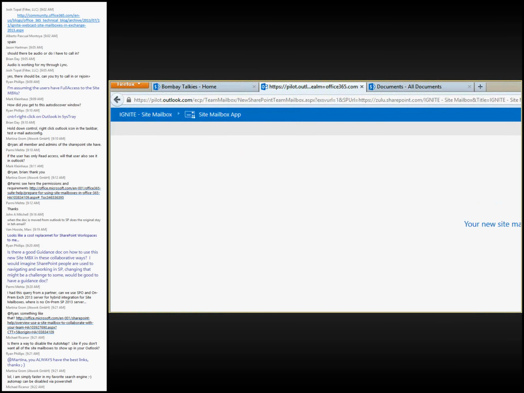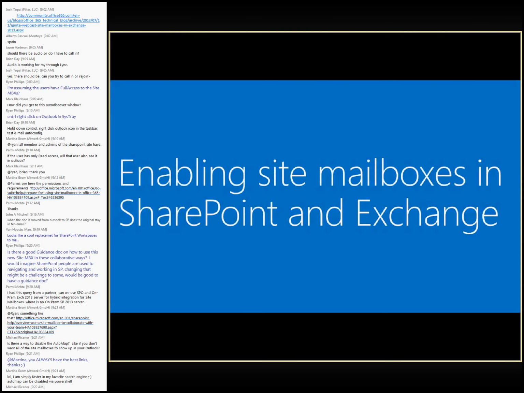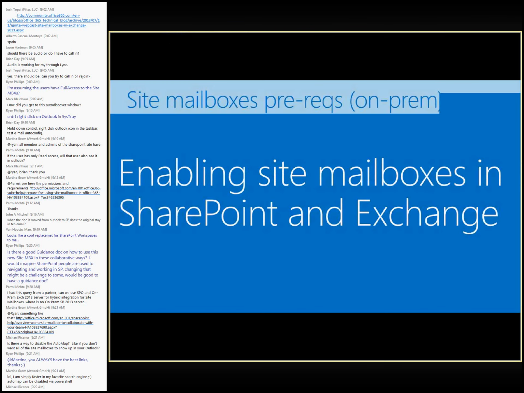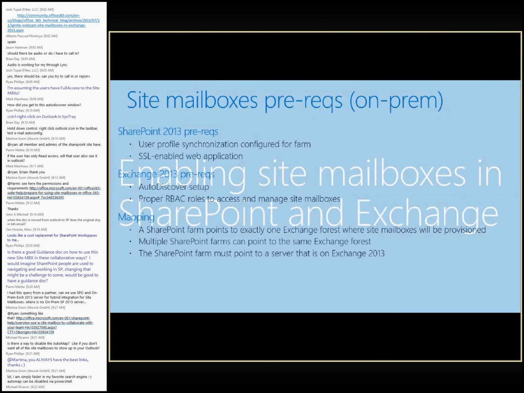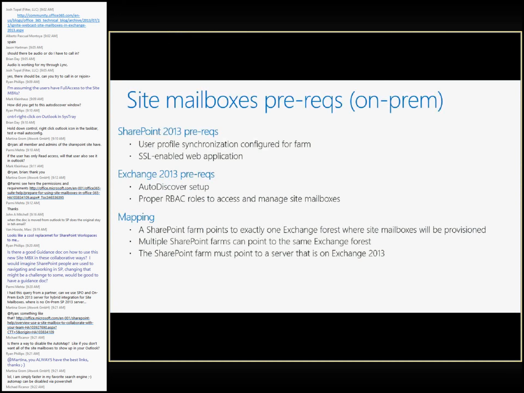So let's go back to our slide deck, and let's continue where we left off. Enabling site mailboxes in SharePoint and Exchange. This is primarily for the on-prem users and critical only for the on-prem users, because everything with regards to Office 365 in the backend has been done. Because Exchange and SharePoint are two different products, for them to be able to talk to each other, there has to be some mechanism set up. So all that has already been done.